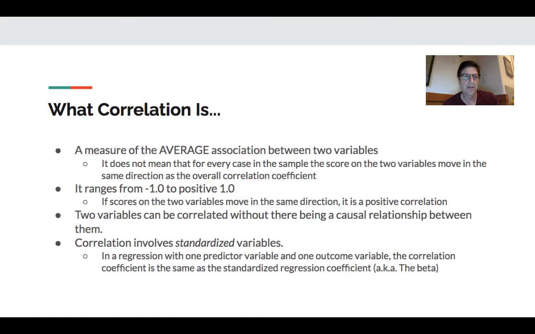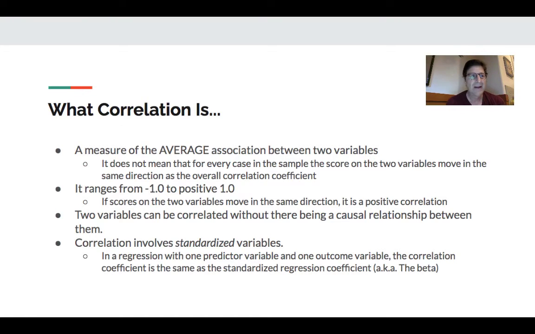The direction tells you whether, as scores on one variable go up, the scores on the other variable go up or down on average. So if scores on the two variables move in the same direction, it's a positive correlation. And if they move in opposite directions, it's a negative correlation. For example, if the amount of time that you spend studying is associated with your score on the test, you would assume that there's a positive correlation there, that the more you study, the higher your score is on the test.